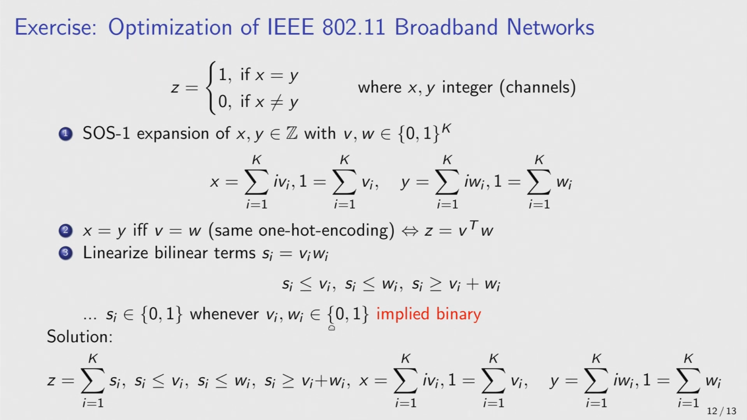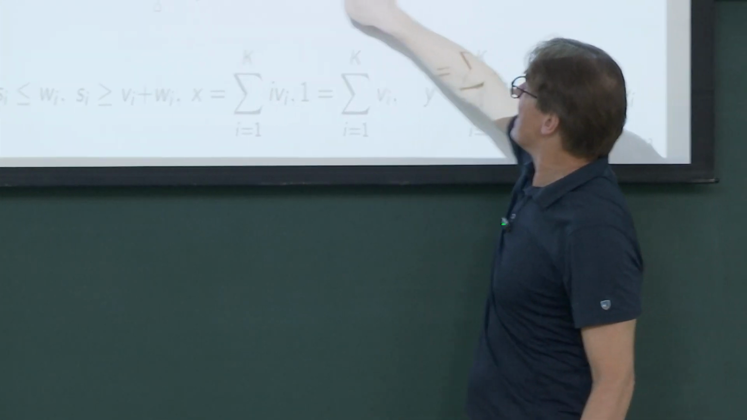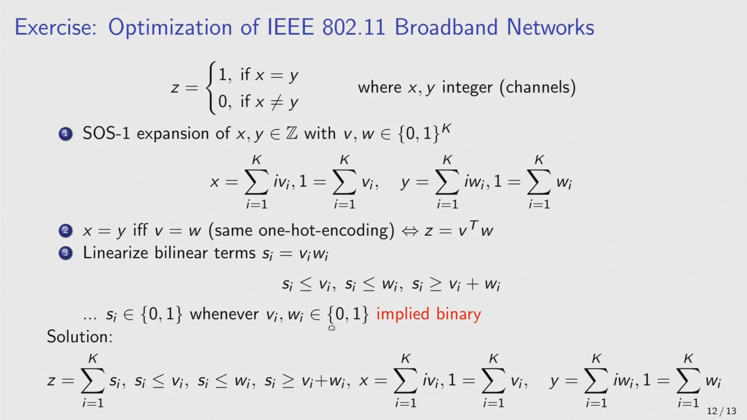What I forgot here is a minus 1. There should be a minus 1 there. Okay, so I need to put that on the slides. So if both Vi and Wi are 1, then these two just say Si has to be less than or equal to 1, and this says Si is greater or equal to Vi plus Wi minus 1, so 1 plus 1 minus 1 is 1.